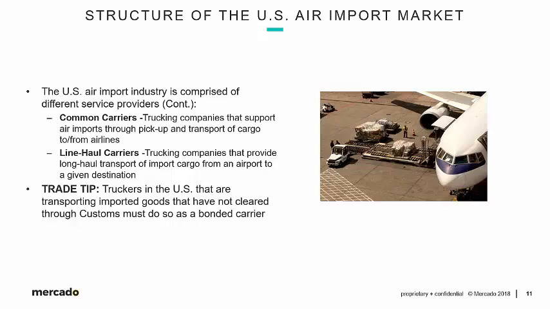As a trade tip, we can say that truckers in the U.S. that are transporting imported goods that have not cleared through customs must do so as a bonded carrier. And that means that the trucker has special permissions from U.S. Customs and Border Protection to move goods physically in the United States that have not entered into the commerce of the United States. An example of that might be cargo coming in from Asia into LA that is then trucked without clearing customs all the way to Miami for subsequent re-export into Latin America. That would require a bonded carrier.